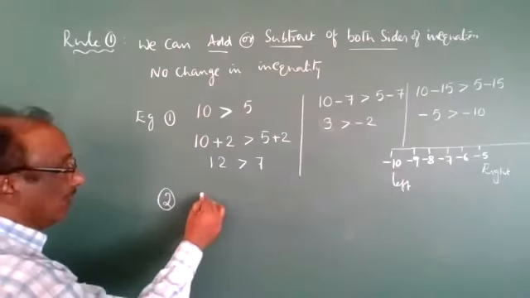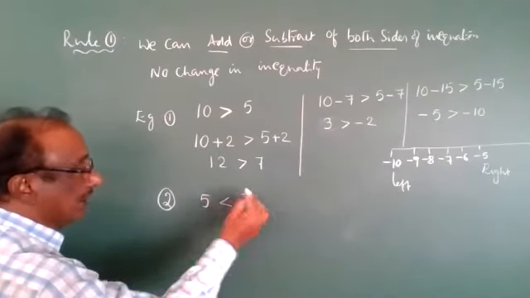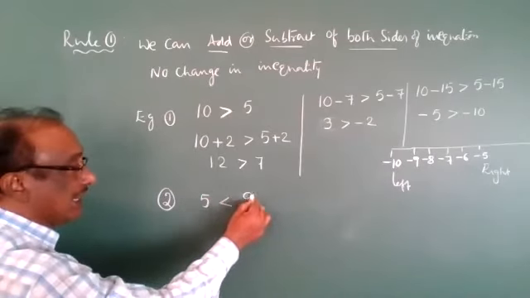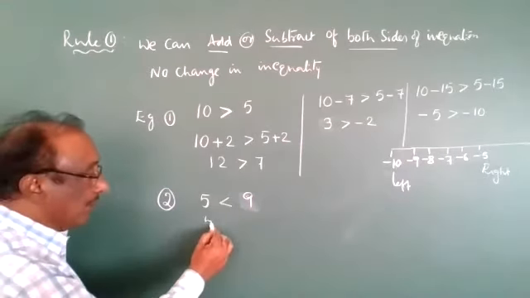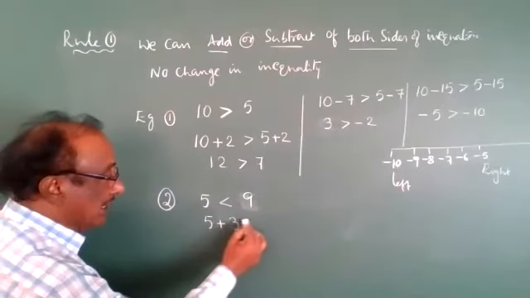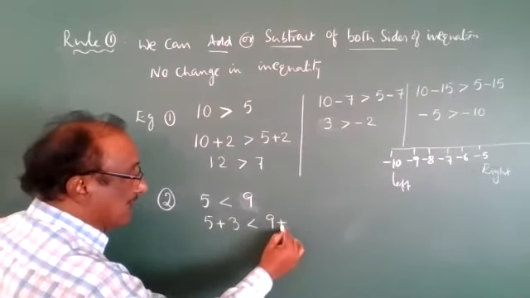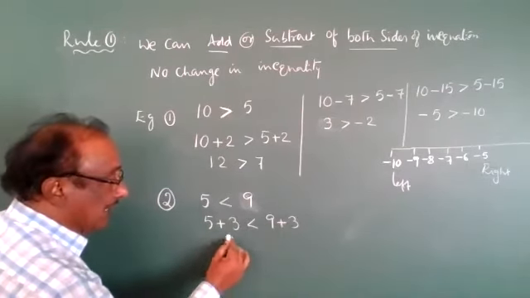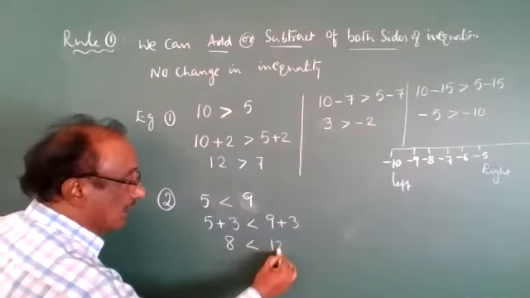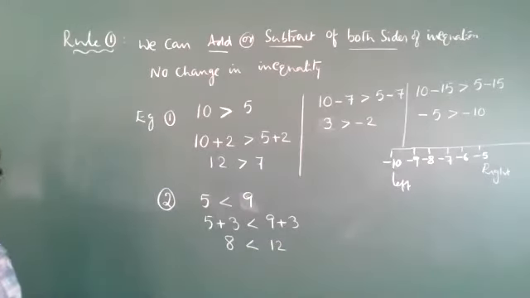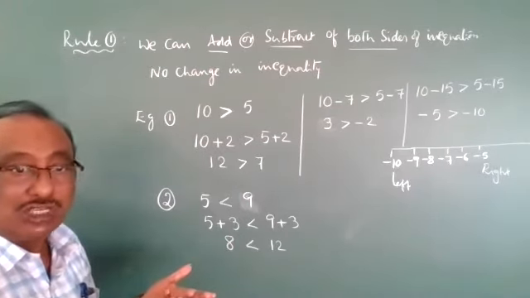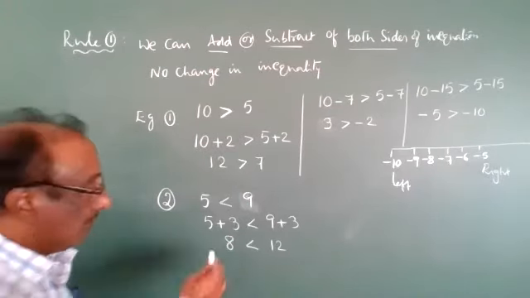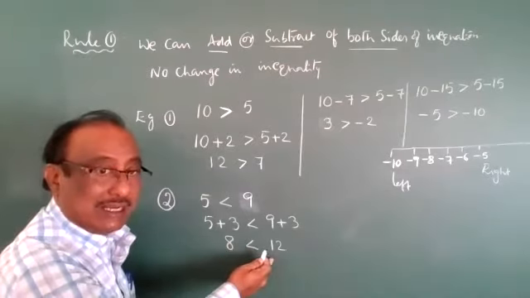So 5 is less than 7. 5 is less than 9. I add any one number. So 5 plus 3 is less than 9 plus 3. So 8 is less than 12. By adding 3 on both sides, the inequality is correct. No change of the inequality. So 8 is less than 12 is correct.